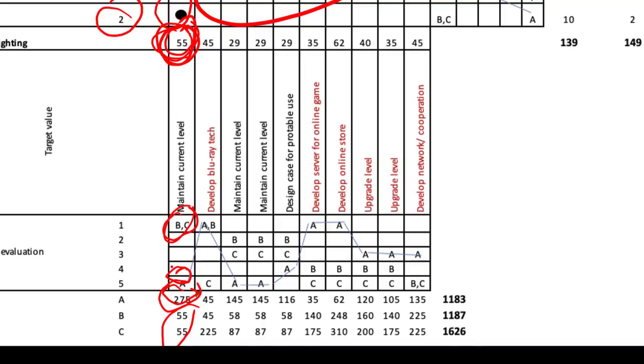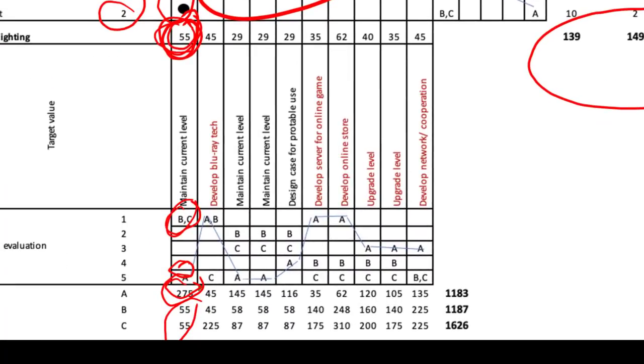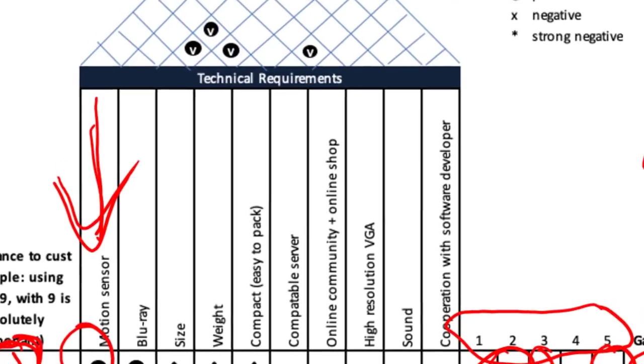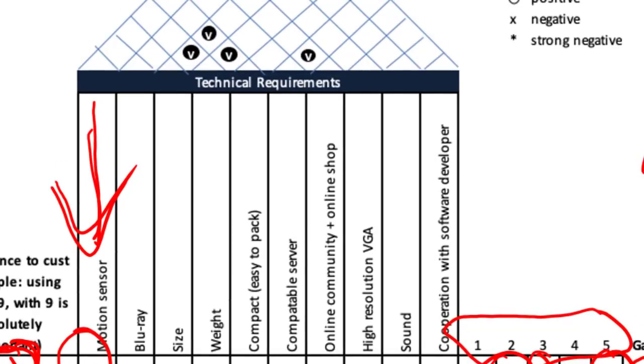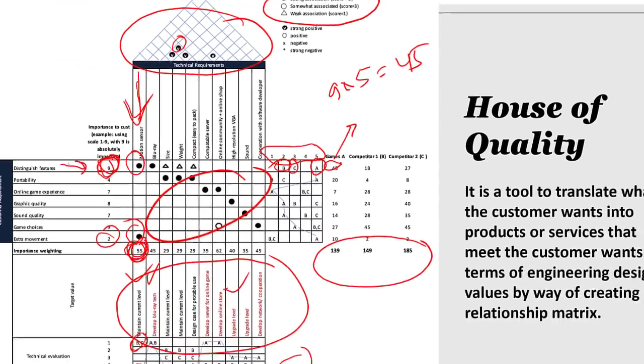By doing the same way, we will derive the total score from the competition map and also the total score from the technical evaluation. The next step is designing the target value of which technical requirements need to be developed, maintained, or upgraded. Last step is creating the relations matrix among the technical requirements, which is in the rooftop. And this figure shows that between size and compactness, there is a strong positive relationship.